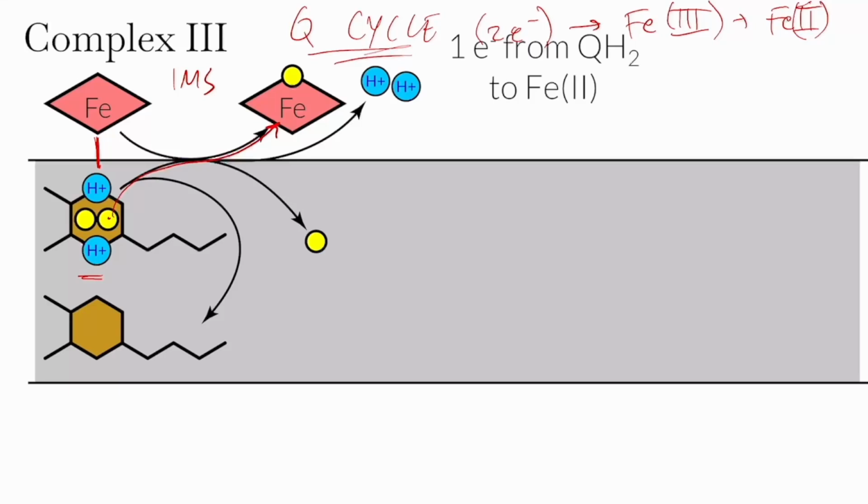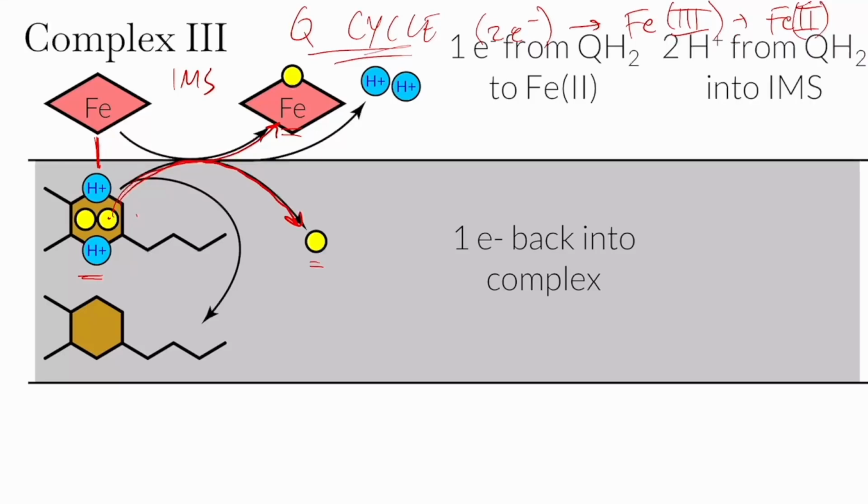It also takes 1 electron and goes back into complex 3. So it actually takes those 2 electrons off of ubiquinol, making ubiquinone, going from QH2 to Q. Both electrons come off. 1 electron goes onto cytochrome C, the other goes back into the complex.